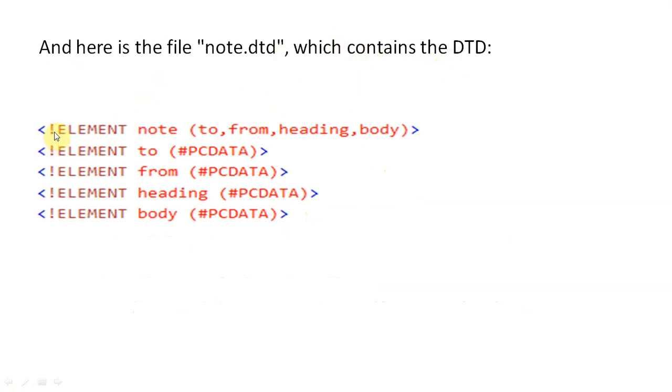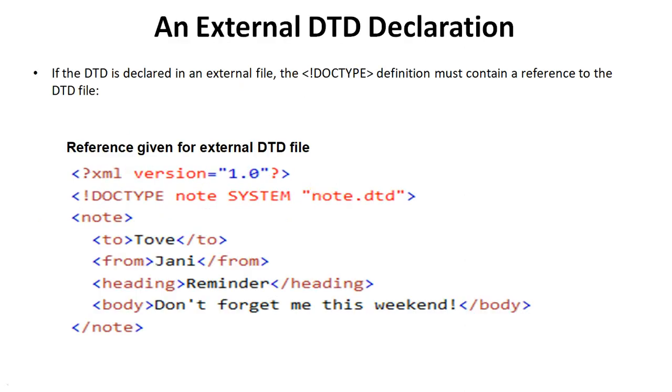In the DTD file: ELEMENT node, which contains to, from, heading, and body. It is closed here, and then the four elements to, from, heading, and body are given here, and #PCDATA is their type, parsed character data. And this is the XML program. In the XML program we will have <?xml version="1.0"?> and then DOCTYPE, where we will include the external DTD.